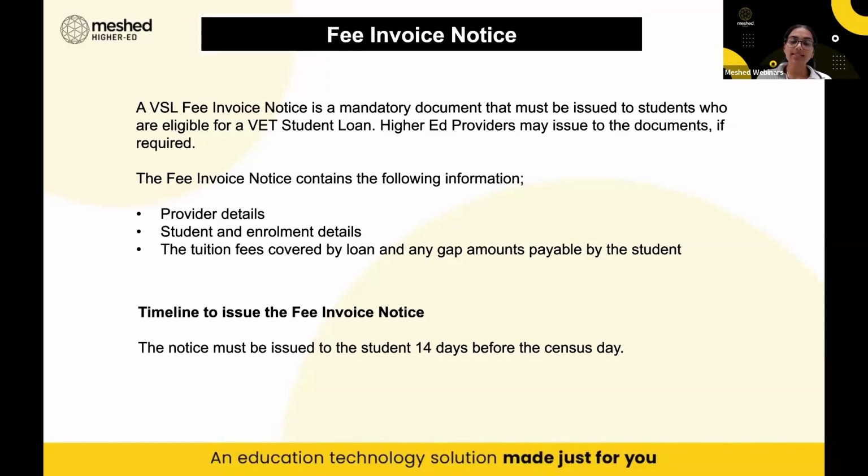To issue the fee invoice notice, there is a different timeline. The CAN notice is to be issued within 28 days of the census date, whereas the fee invoice notice is something that can be issued to the students 14 days before the first census date. Actually, it must be issued to the students 14 days before this first census date.